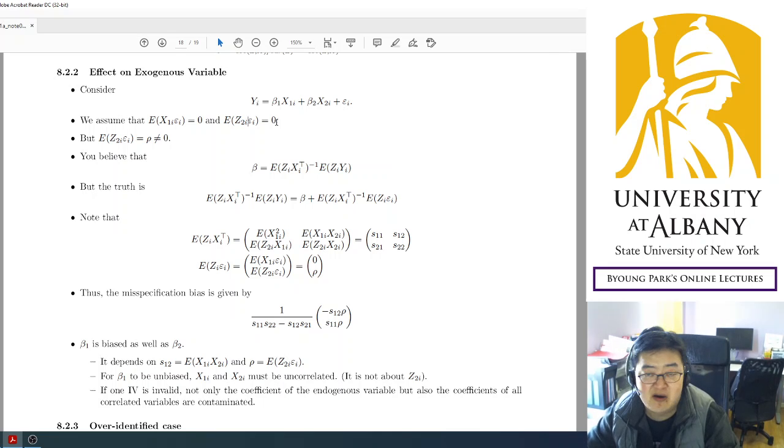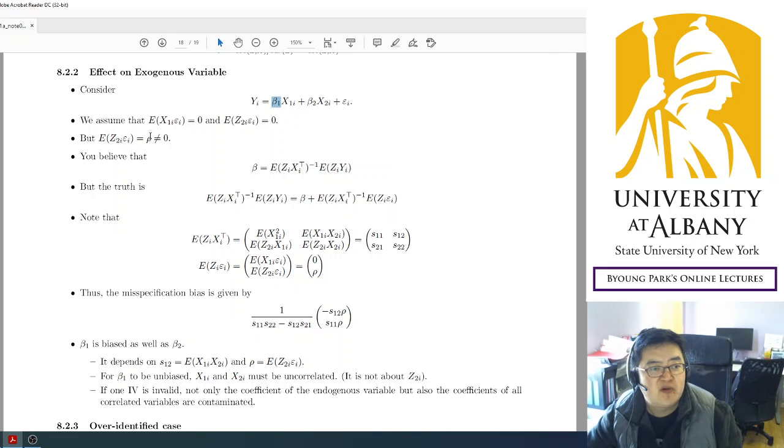So then, again, our question is, x1 is totally innocent. Still, will it be tortured or not? The answer is, unfortunately, beta 1 is also wrong. Let me see. The idea is pretty much the same, almost the same as what we derived earlier.